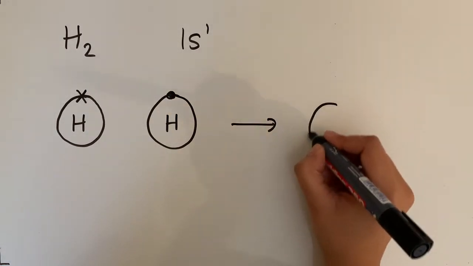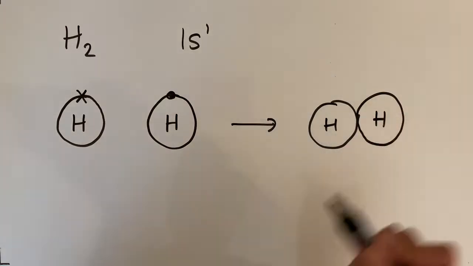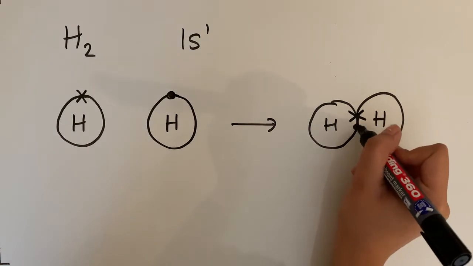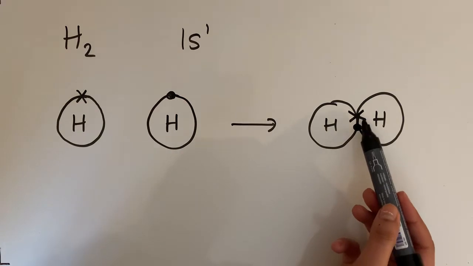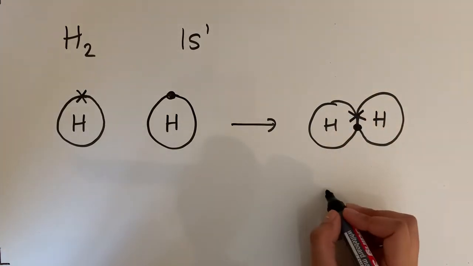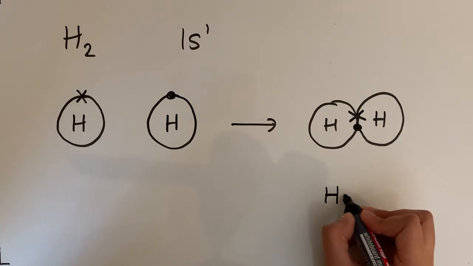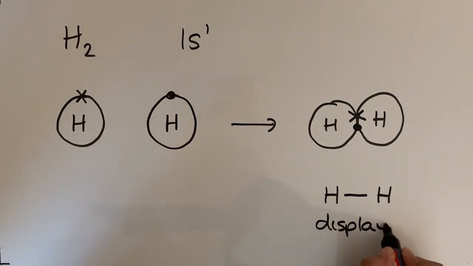So when they overlap, the way that we draw it is by drawing the two shells overlapping, and the dot and the cross are being shared over here. So now we've got a shared pair of electrons. This is one covalent bond between the hydrogen atoms. So this is the dot and cross diagram. We can also show that as the displayed formula, and in the displayed formula we just use a line to show one covalent bond. So that's showing there's a covalent bond between this hydrogen atom and this hydrogen atom over here. So this is the displayed formula.